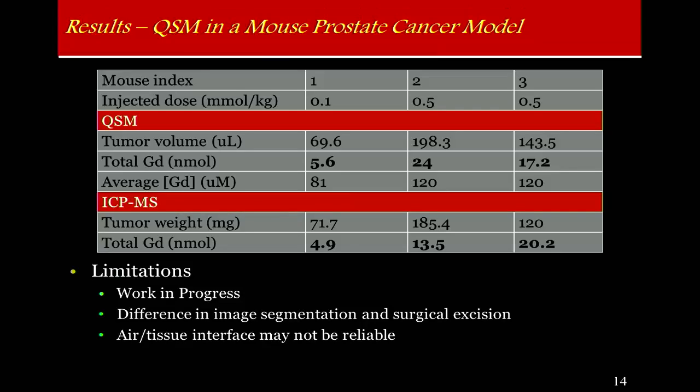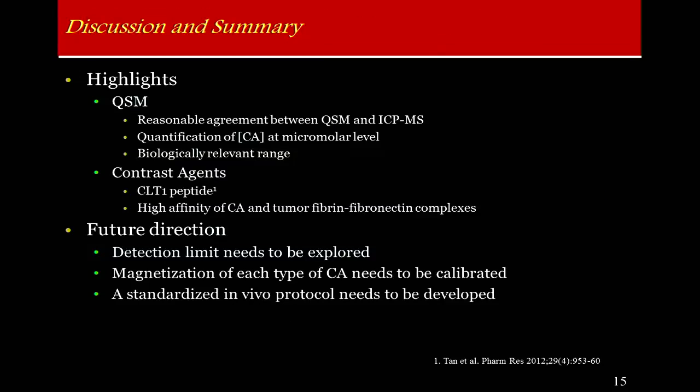One major reason we suspect leads to this big difference is the difference in image segmentation and in the surgical segmentation. So there probably is a mismatch between these two segmentations. The region over which we try to calculate the total amount of gadolinium is different. And also, one known limitation of the QSM method is that at places very close to the air-tissue interface, some of the values are unreliable. Despite the limitations, I want to point out two highlights.